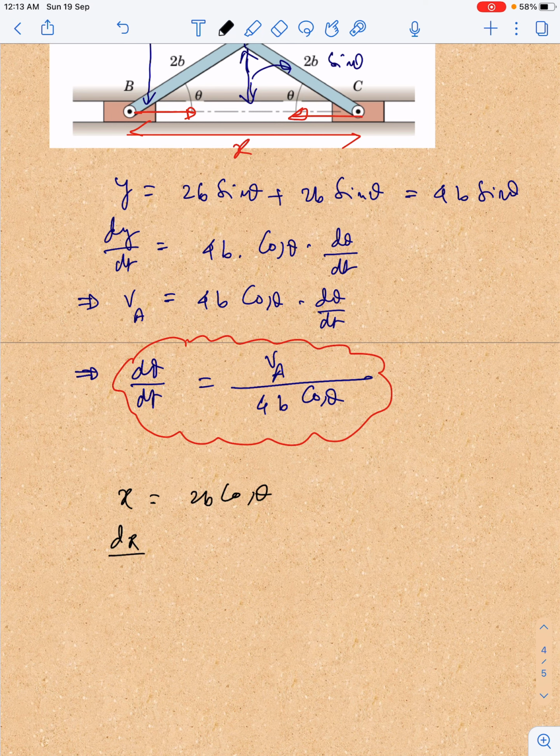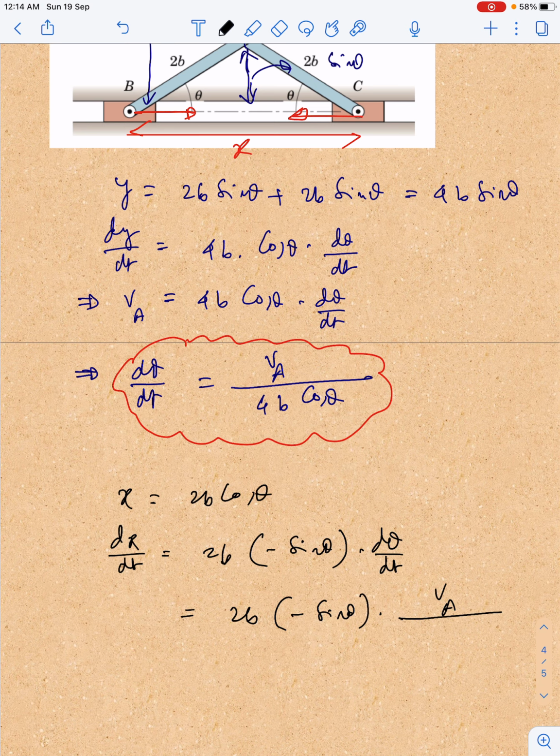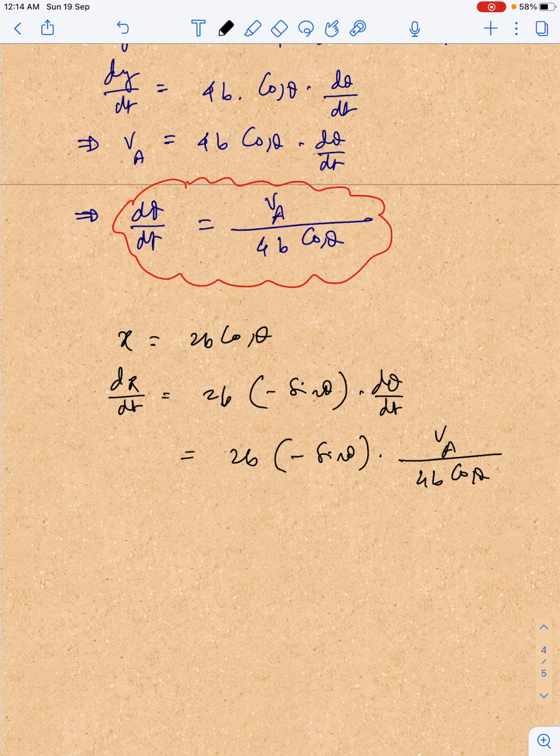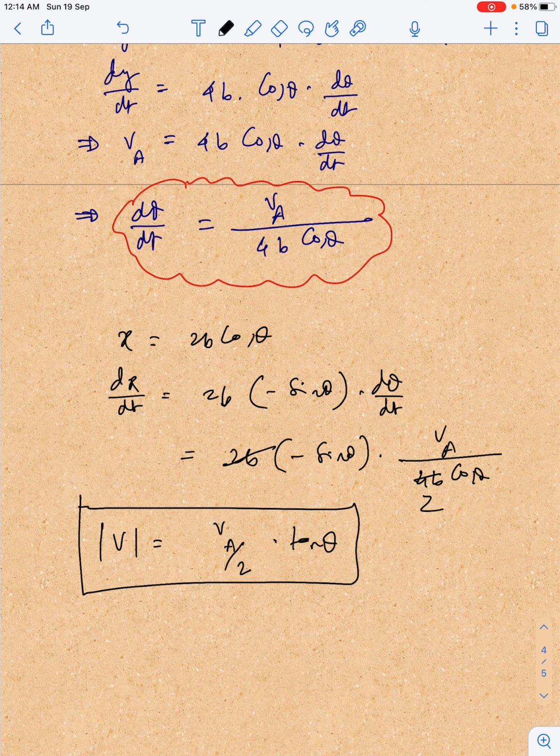So dx dt is equal to 2b into minus of sine theta into d theta dt. So 2b into minus of sine theta, and d theta dt is Va by 4b cos theta. So sine theta by cos theta is tan theta, and this becomes 2. So if I just take the mod value of v, then it becomes Va divided by 2 tan theta. So that would be the final answer to this question.